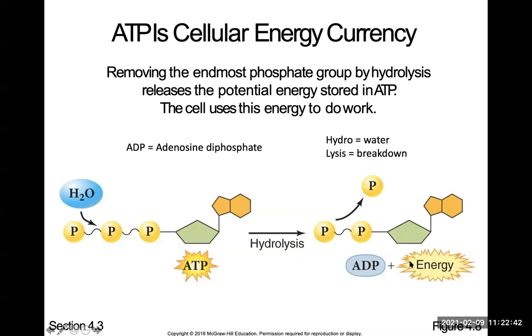Once that happens, you're left with 2 phosphates and this molecule here. Now this is not called ATP, it's called ADP, and that stands for adenosine diphosphate. Because you have 2 phosphates, di means 2, tri means 3, you have 3 phosphates here, so that's called ATP. Removing the phosphate group is going to release some potential energy that's stored in ATP, and the cells can use that energy to do metabolism, to do work, to move maybe muscles. So that energy can be used for all those.